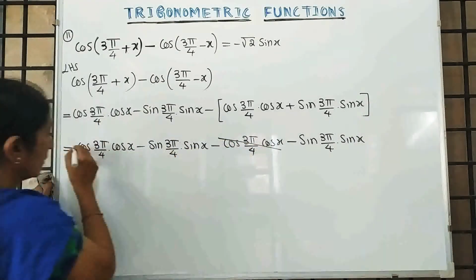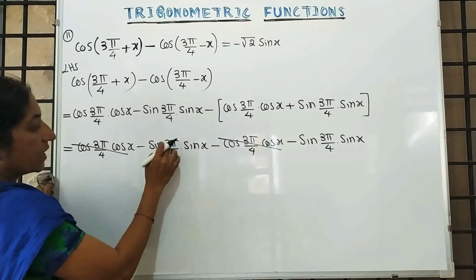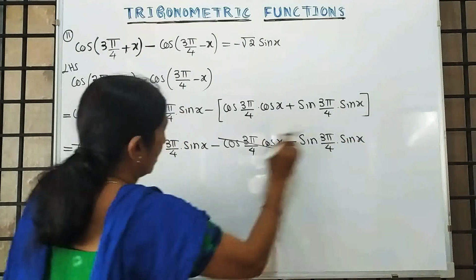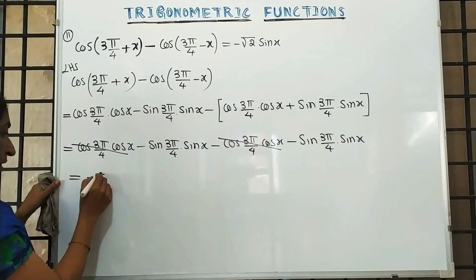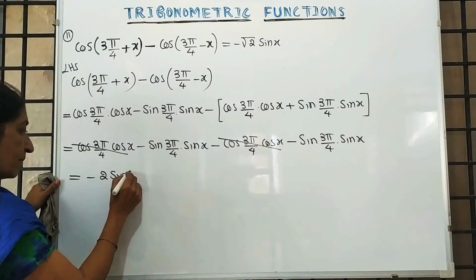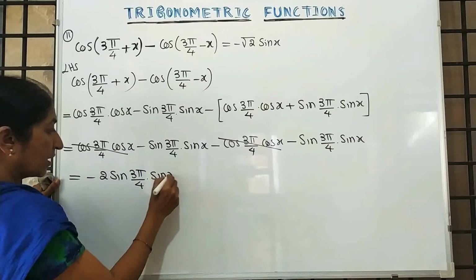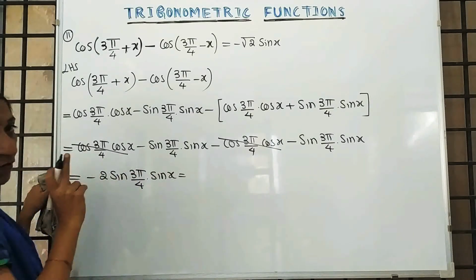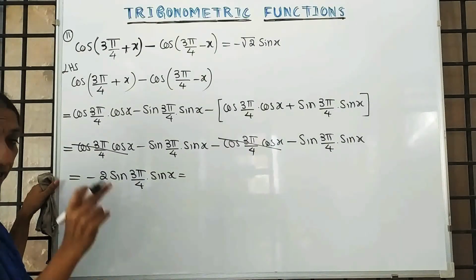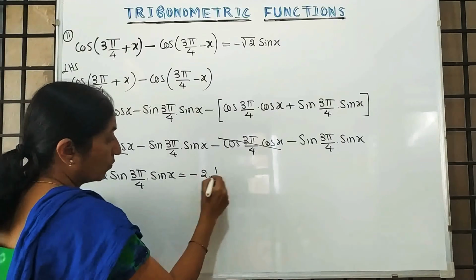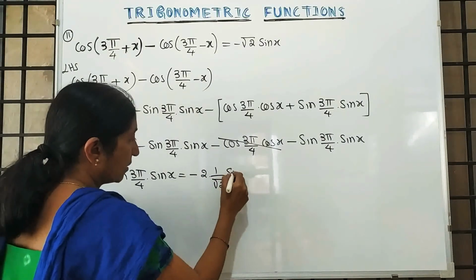These terms get cancelled. Here minus 2 sin 3 pi by 4 into sin x minus sin 3 pi by 4 into sin x. Two terms are there. It is minus 2 sin 3 pi by 4 into sin x. And sin 3 pi by 4 is sin 135. Already in the previous method I explained. This is root 2, 1 by root 2 into sin x.